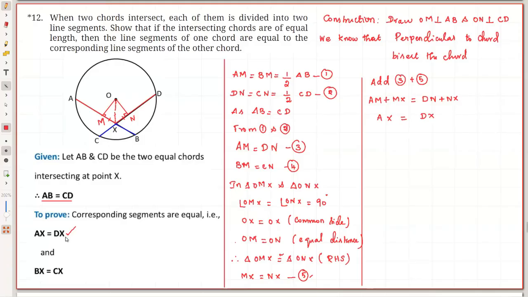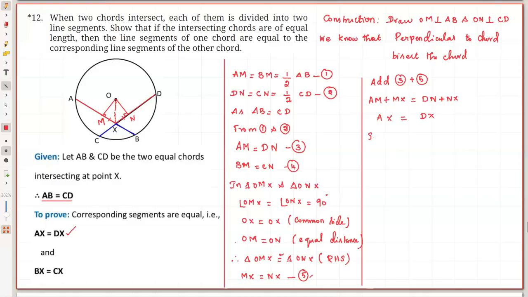Now second, we have to prove BX. This is BX. How can we do it? From the fourth equation we are getting BM. So BM minus MX, correct? BM from here to here. BM minus MX, I'll get BX. So I am going to subtract 4 and 5. Subtracting 4 and 5, I'll get the second result.